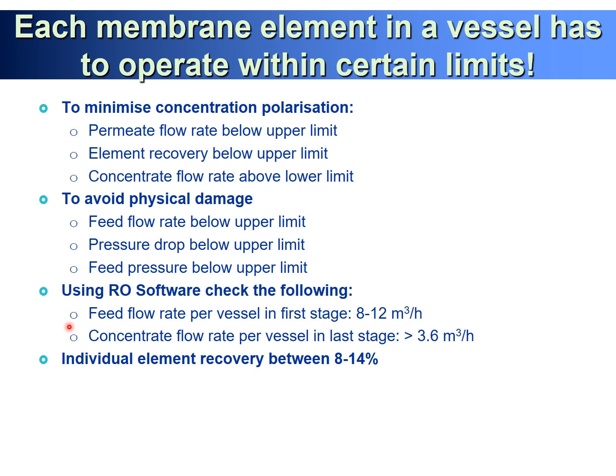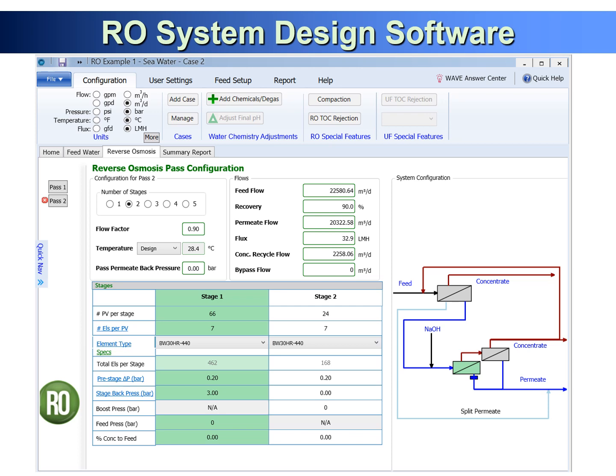Using our software, check the following: feed flow rate per vessel in the first stage 8 to 12 cubic meter per hour, concentrate flow rate more than 3.6 cubic meter per hour. So individual element recovery between 8 to 14% can be achieved for your system configuration. And based on that, we can also design pass 2.